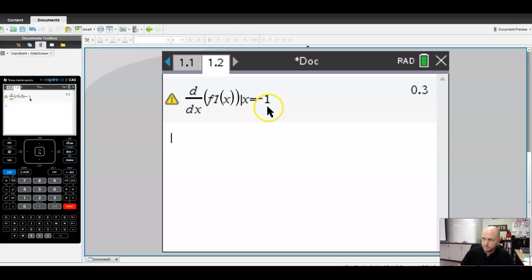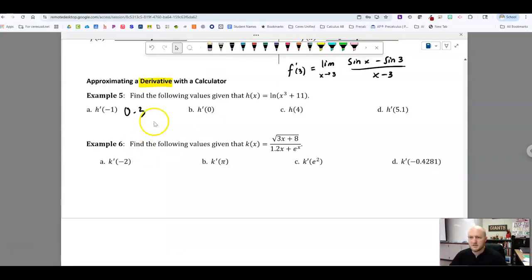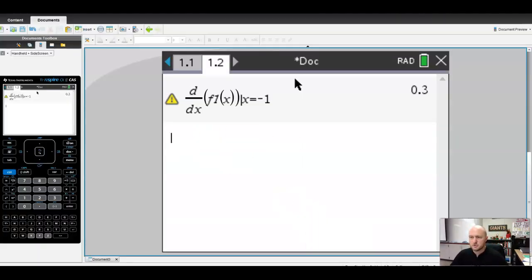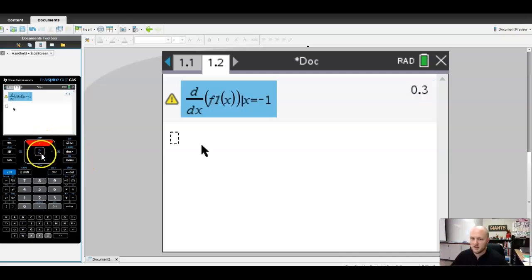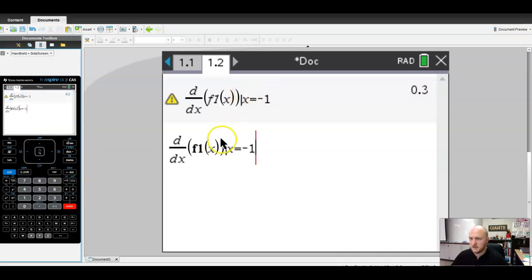So 0.3. Okay? So there you go. That is how you do derivative at a specific point. And we can do this again, right? The next one they want is at 0. So look, I could scroll up, and then hit enter, and it just copies it down.